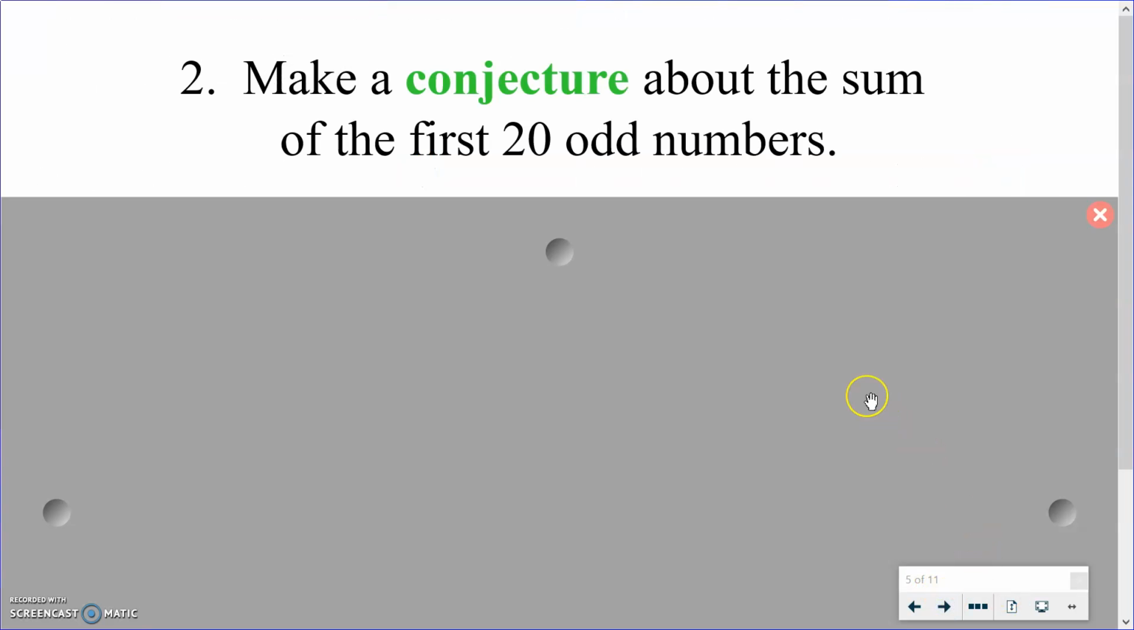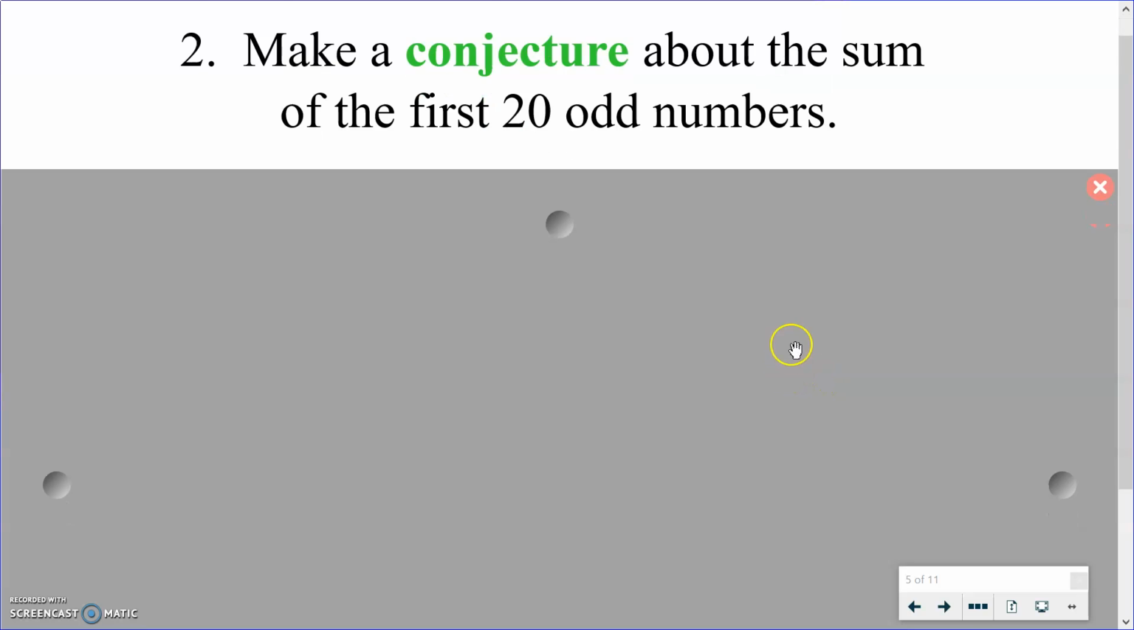We're going to do some deductive reasoning. We're going to make a conjecture based on previous knowledge about the first 20 odd numbers. Think about what happens when you add two odd numbers together, what happens when you add a bunch of odd numbers together, and make a conjecture, which is just an educated guess. It's just like making a guess based on what you know.